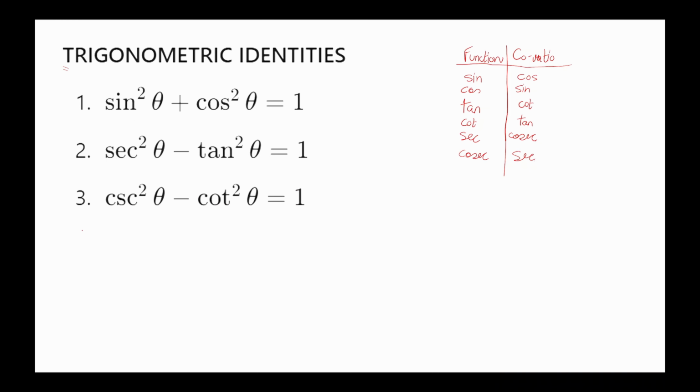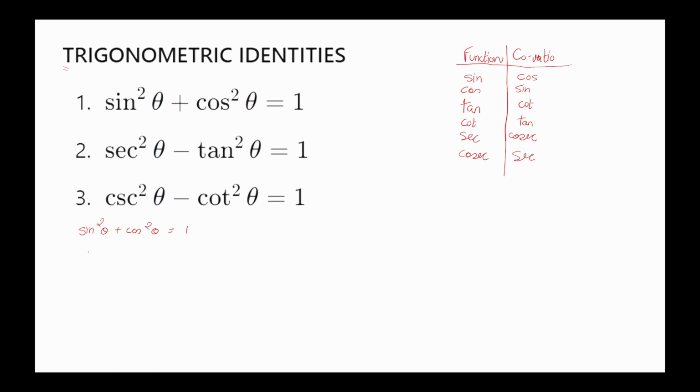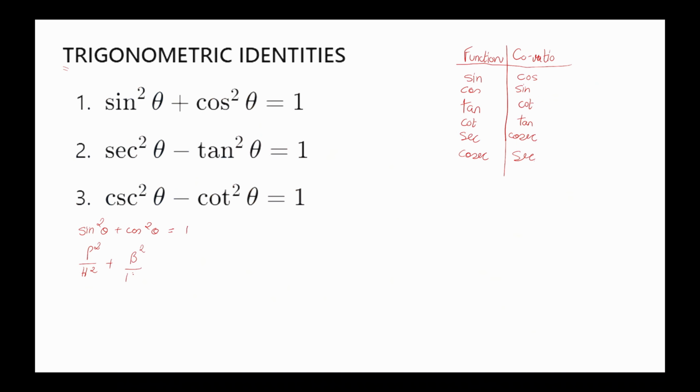one of the functions. Let's say I have sine square theta plus cos square theta is equal to 1. Now, what was the trigonometric ratio for sine that we studied? P by h, right? So this would become p square by h square. Plus for cos it used to be b by h. So it would become b square by h square.